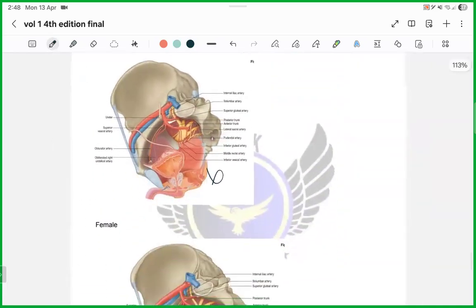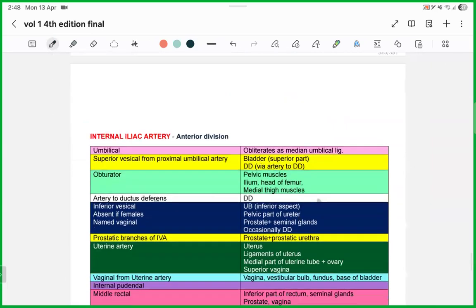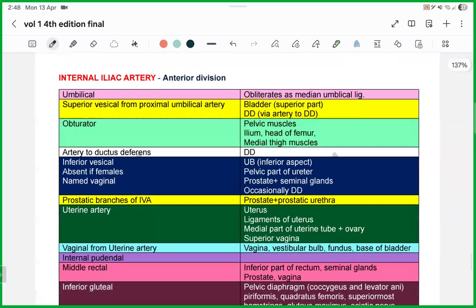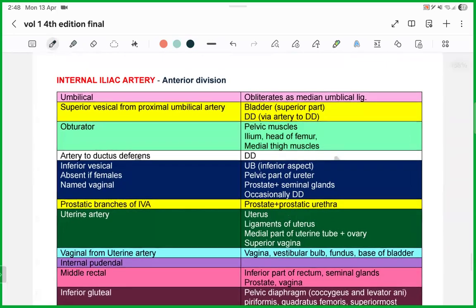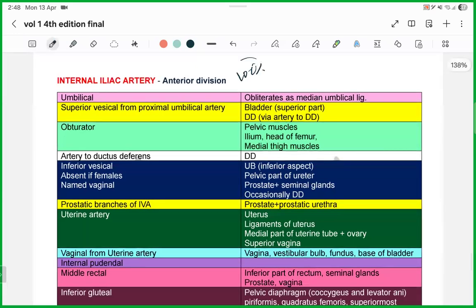These are just pictures to see. If you want, you can see them, otherwise you can skip it. Internal iliac artery, I have shown you the internal iliac artery. Now you have to know where they supply. All of the arteries are important, 100%, very important. Everything that's written, remember it.